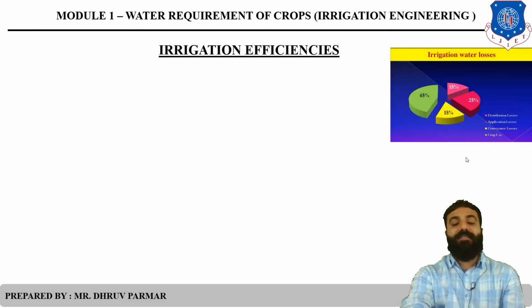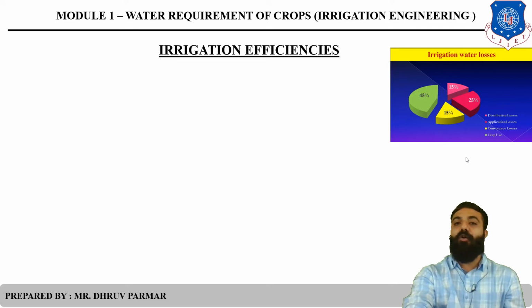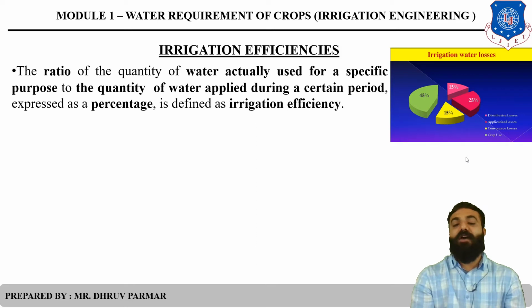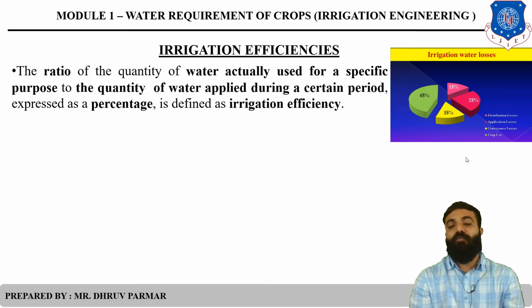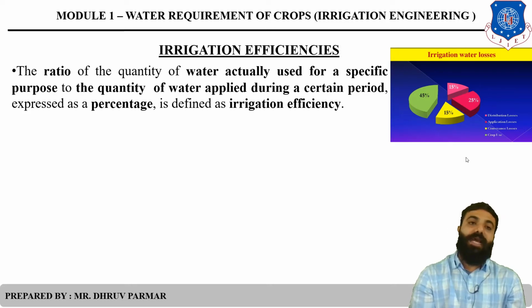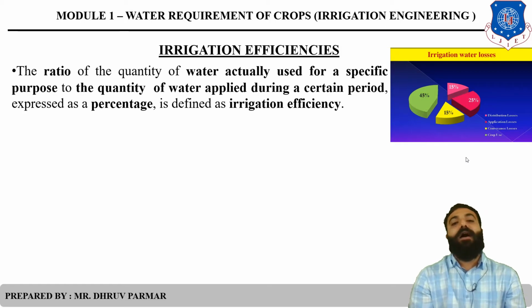Clear? The next topic is irrigation efficiency. So what is irrigation efficiency? You know that efficiency means output divided by input. But in terms of irrigation, it is the ratio of the quantity of water actually used for a specific purpose to the amount of water applied in a certain period. Clear? There are various types of efficiency in this topic. You know that we always express efficiency in percentage form, so that is called irrigation efficiency.